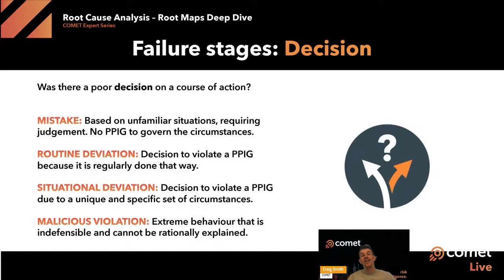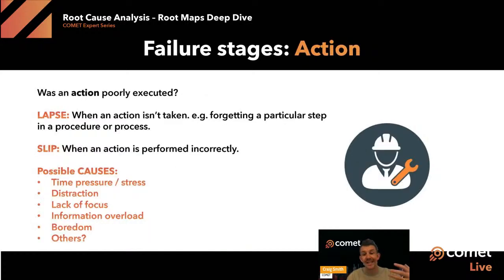And if an investigation can't uncover an issue with the actual decision that was being made, well, finally, that error must then have happened at the point in time we were actually executing a task or performing an action. So again, a lapse, when an action isn't taken when it should have been, or a slip, when an action is performed, but it's performed incorrectly. And again, there's a number of reasons or influences as to why that might have happened.